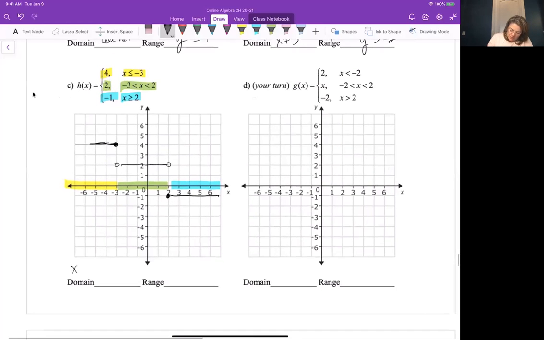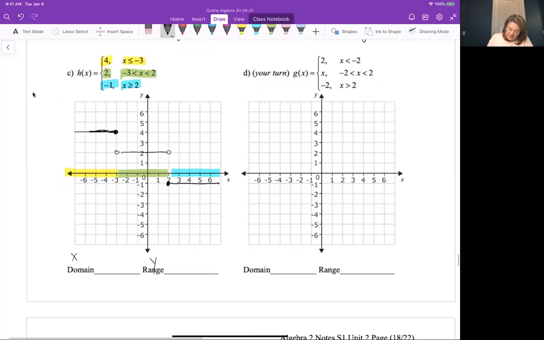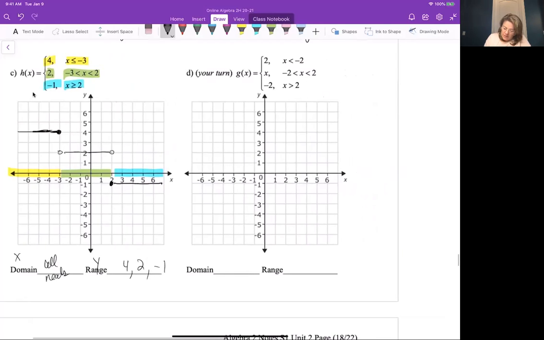Now, what are my domains and my range? Well, x, all right. Even though the second piecewise does not include -3 and 2, the first and the third do, so it covers it. So all reals. Y. Y's are only values of 4, 2, and -1. 4, 2, -1. Okay. Next one.